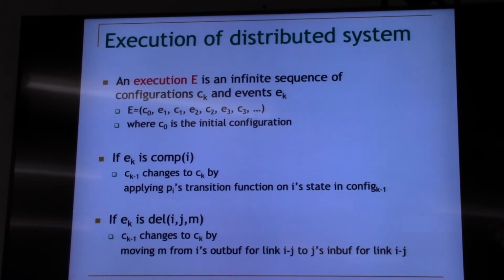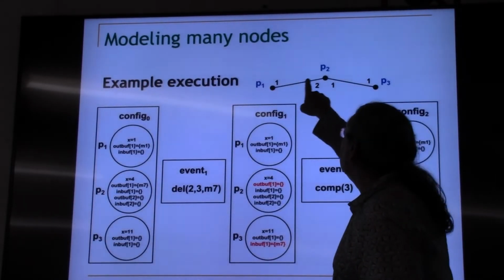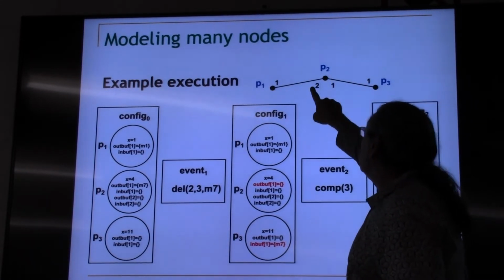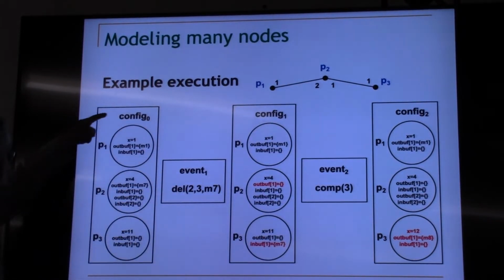Nothing unusual going on. So here's an example. Here we have a system with 3 nodes. P1 has 1 neighbor, P3 has 1 neighbor, and P2 has 2 neighbors. Here we have a configuration with the 3 states here, but this is the configuration.